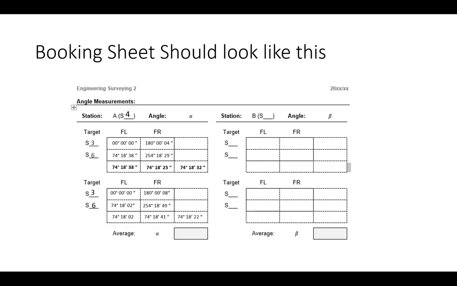So if you filled in the booking sheet correctly, it should look like this. And again, once you've got all the differences worked out, we're going to calculate the overall average, which in this case would end up being 74 degrees, 18 minutes and 26 seconds.